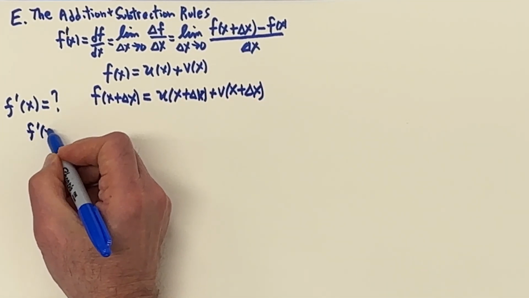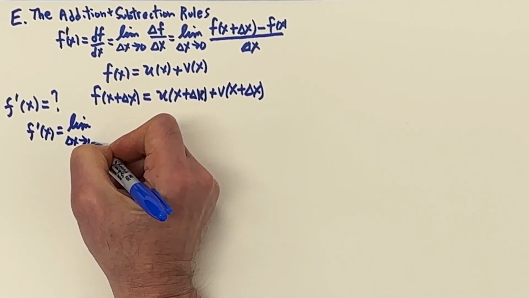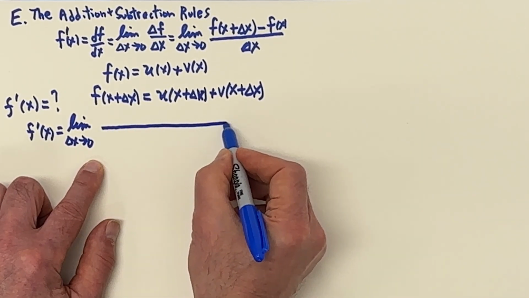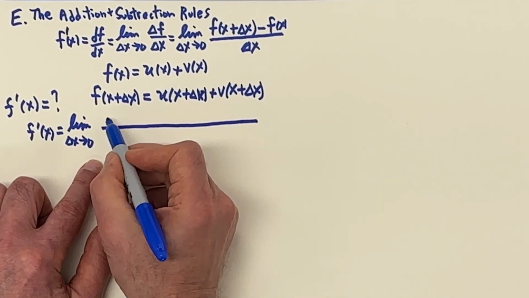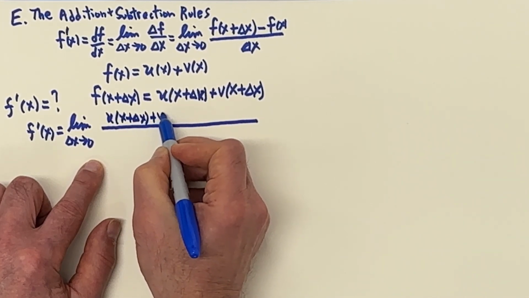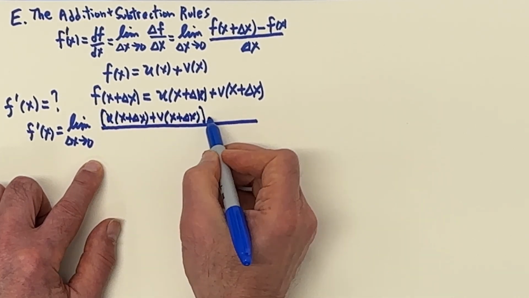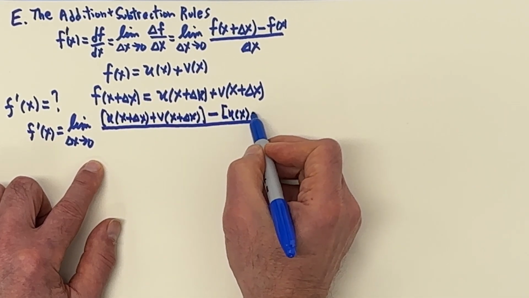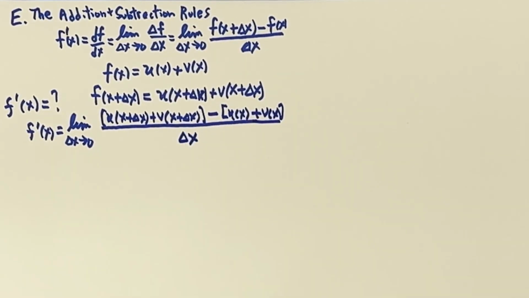So the derivative would be the limit as delta x goes to 0, and now we would have lots of stuff in the numerator. We would have all of this first, so we'll have u of x plus delta x plus v of x plus delta x, and then we need to subtract f of x, which is u of x plus v of x, and all that's divided by delta x.